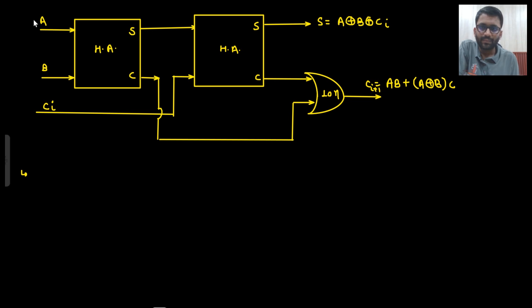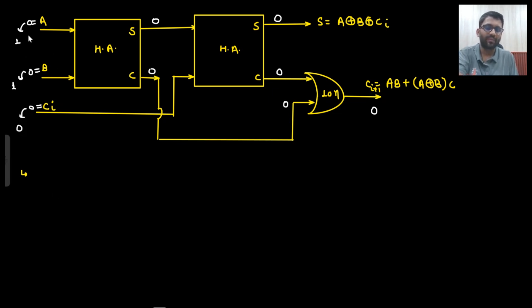For t less than 0, a was 0, b was 0 and c was 0. So this sum was 0, this carry was 0, everything was 0. This 0 plus 0 will be 0, carry is 0. This 0 is fed here, 0 plus 0 is 0, carry is 0, and this is also 0. So everything was 0. Now 1 1 0. So this has become 1, this has become 1, and this has become 0.